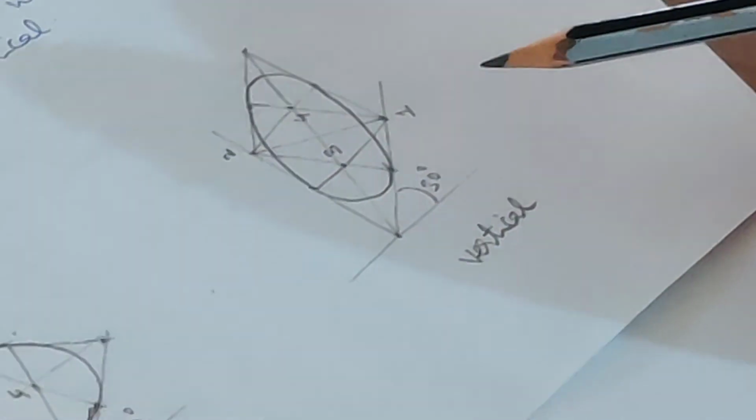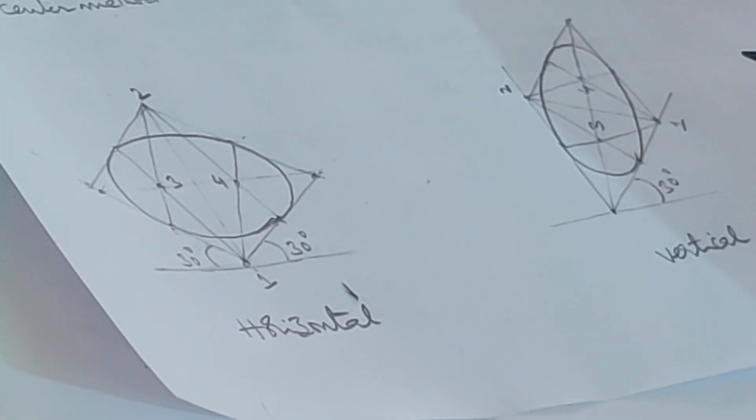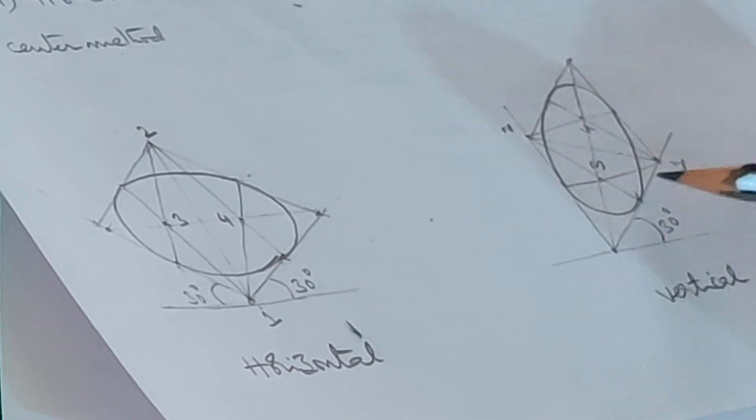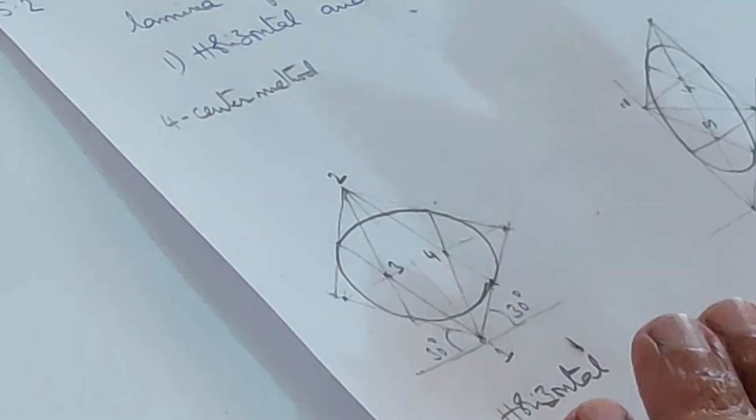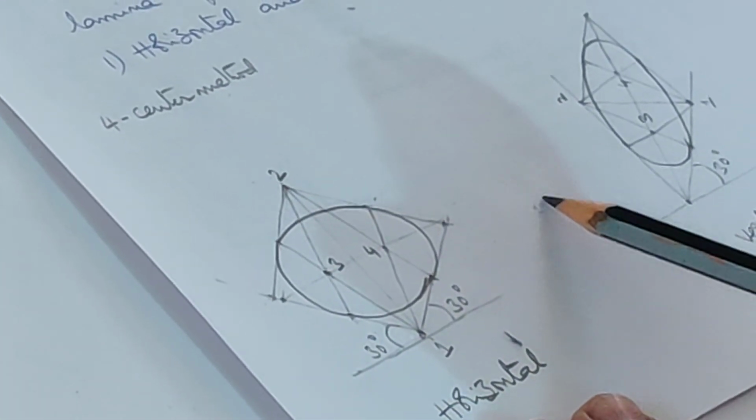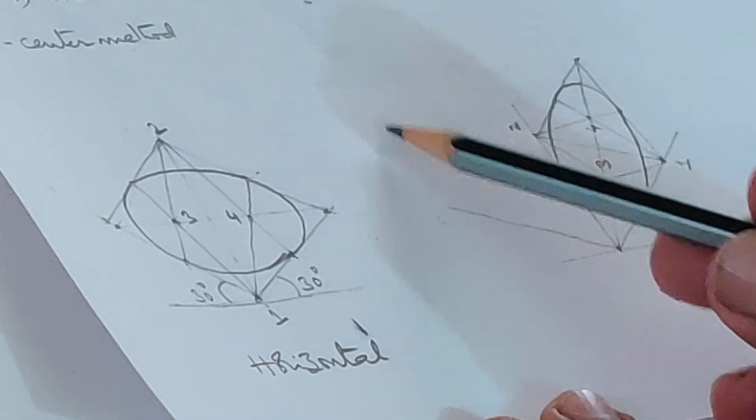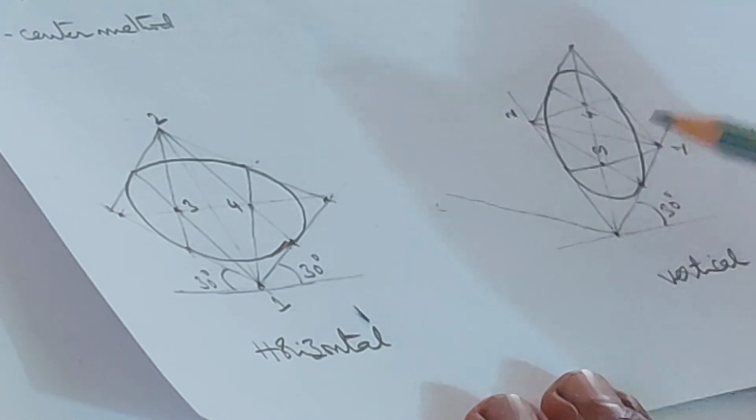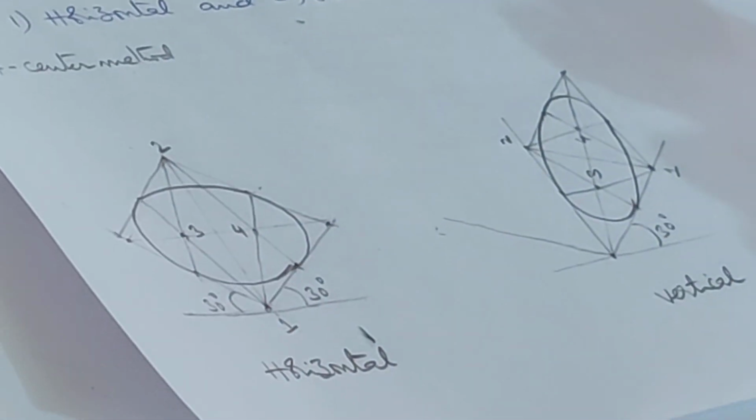So the procedure adopted is same for both, but only thing I have changed the axis positions. I have made use of an inclined axis and the vertical axis. You can also make use of this axis also. This is another 30-degree axis. So you can make use of this plane also here to draw the ellipse. I have used the right one. You can also use the left one. Both are accepted.